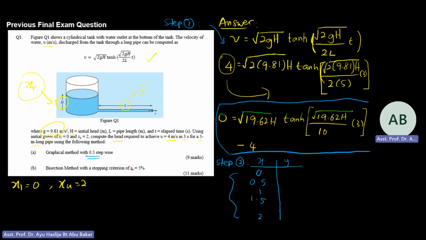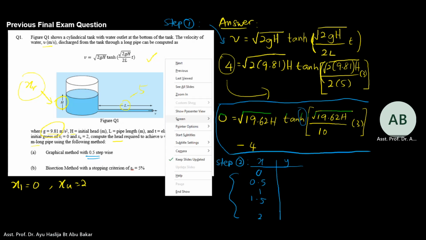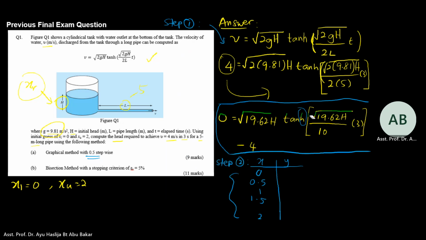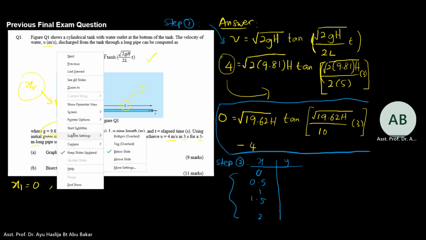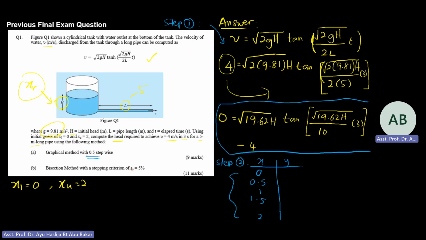As of now, we just use the normal tan first. Okay? Let's say we just use normal tan first. Tan h is tan hyperbolic. Let's remain as tan. As of now, we ignore the hyperbolic first. Try to calculate your y.